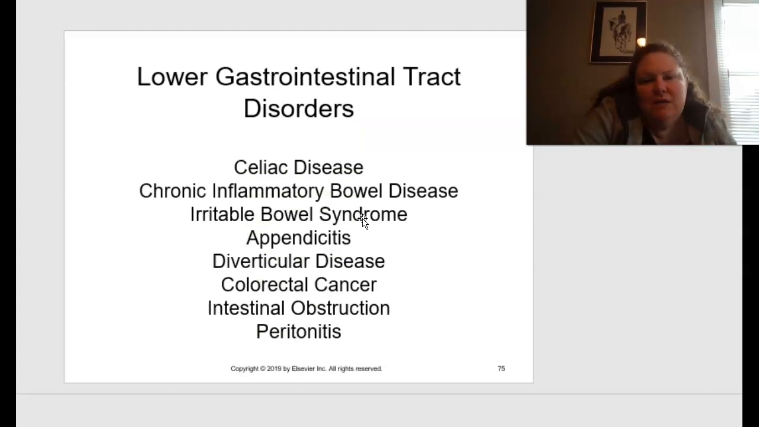The lower GI tract disorders would be like celiac disease, chronic inflammatory bowel disease, irritable bowel syndrome, appendicitis, diverticular disease, colorectal cancer, intestinal obstruction, as well as peritonitis.